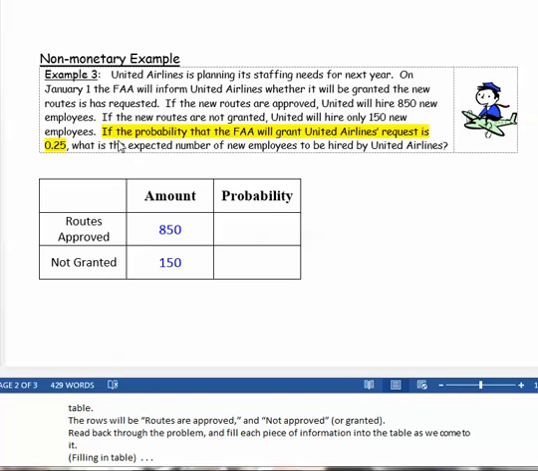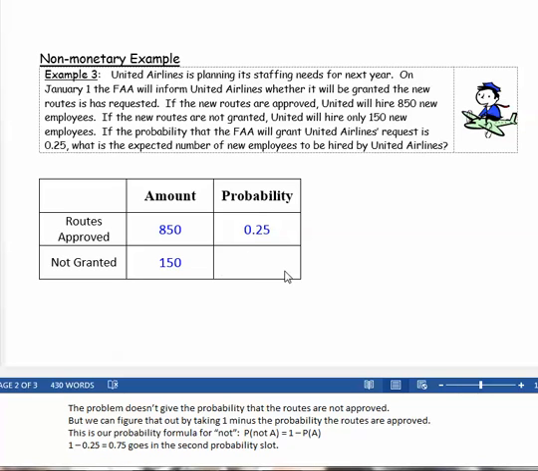If the probability that the FAA will grant the United Airlines request is 0.25, so that's giving us the probability that the FAA will grant United Airlines request is 0.25, so they're giving us the probability that the routes are approved, 0.25. What is the expected number of new employees to be hired by United Airlines?